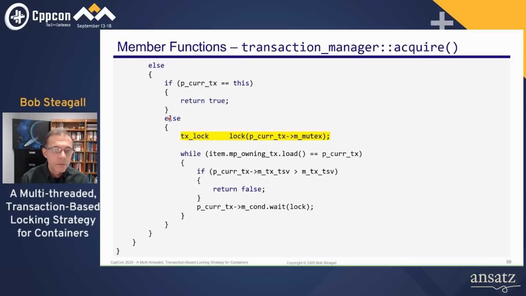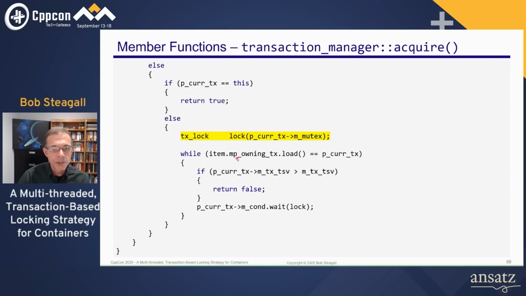So what I'm going to do, I know at this point that the pointer in the lockable item is actually pointing to a transaction manager, but it's not pointing to me. It's not pointing to the transaction manager of my thread. So I'm going to try and lock the internal state of that other transaction manager. I'm going to try to acquire his mutex. When I do acquire his mutex, I'm going to look and see in the item if it's still owned by that transaction.